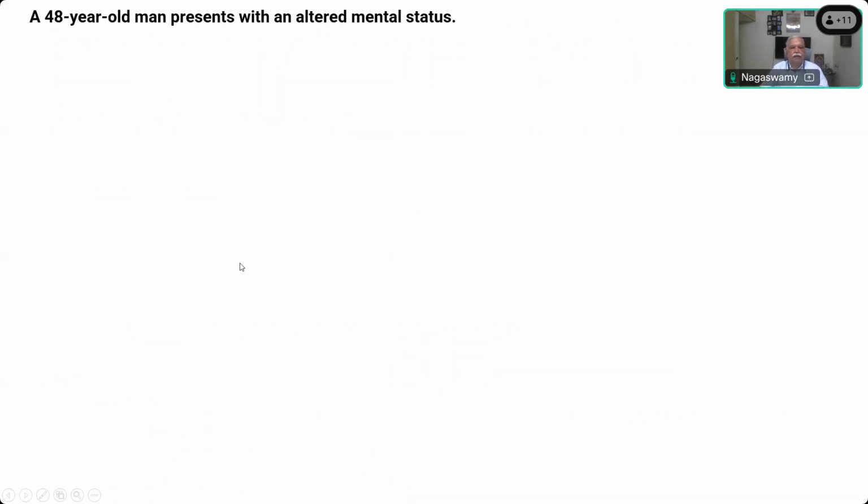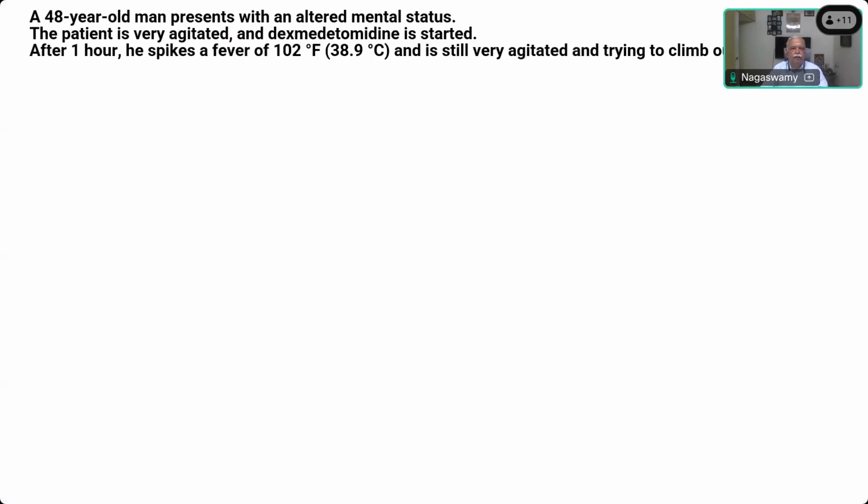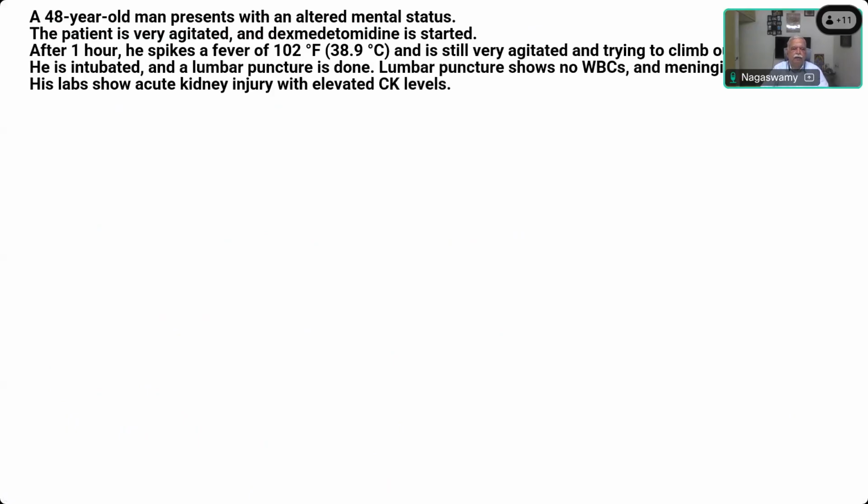Here comes a case scenario. A 48-year-old man presents with altered mental status. Patient is very agitated and dexmedetomidine is started. After 1 hour, he spikes fever 102, still agitated, trying to climb out of bed. He is intubated and a lumbar puncture is done.